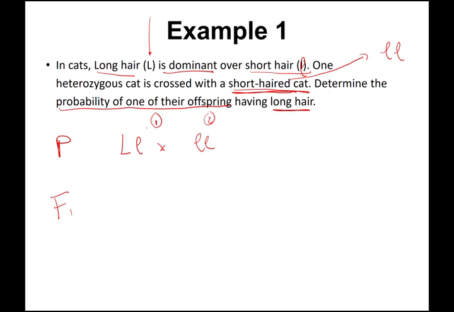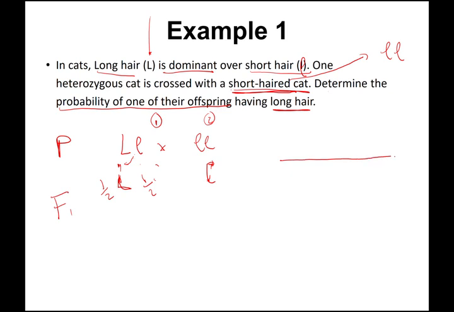So for parent number 1, so cat number 1 here, each gamete can have either the long hair allele, so the dominant allele, so half of them would have that, and half could get the short hair allele. For parent number 2 now, since it has only one type of allele, all the gametes would have this short hair allele. Okay, so now we have all that information to generate the Punnett square.